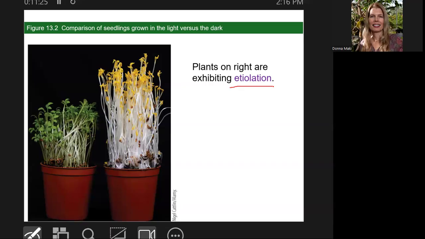The good news is if you take that pot on the right and put it under some light, it'll green up, its stems will thicken up, and it will behave like a more normal plant. It can survive. But it's definitely stressed out because, of course, plants want access to sunlight. So this was some of the first, very casual things that they noticed about plants if you keep them in the light versus the dark.